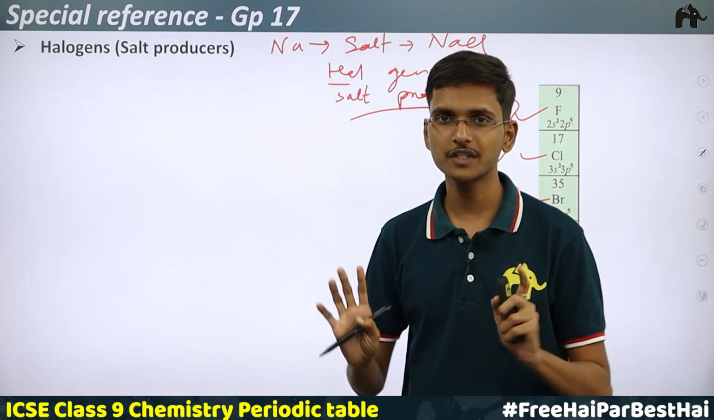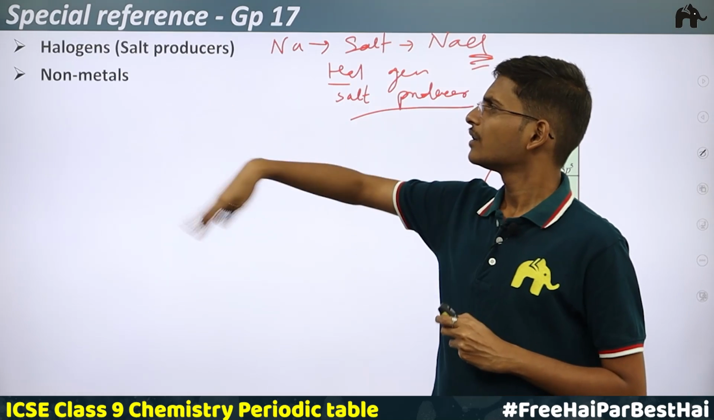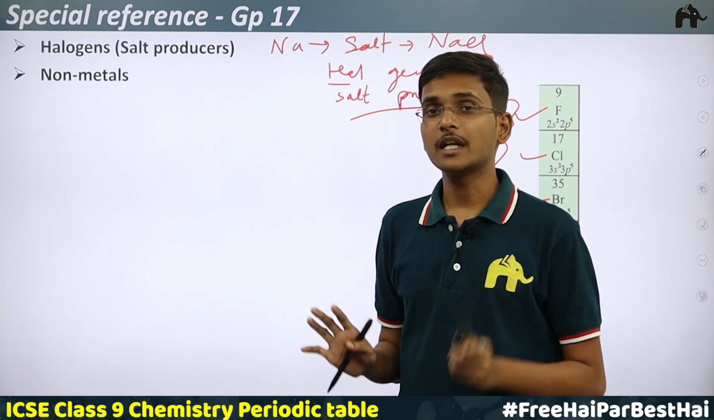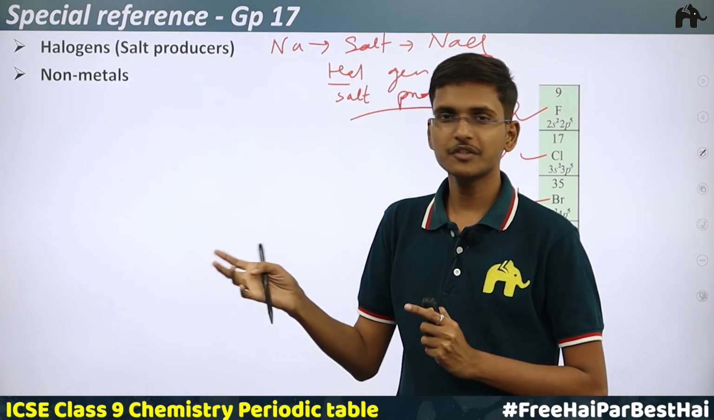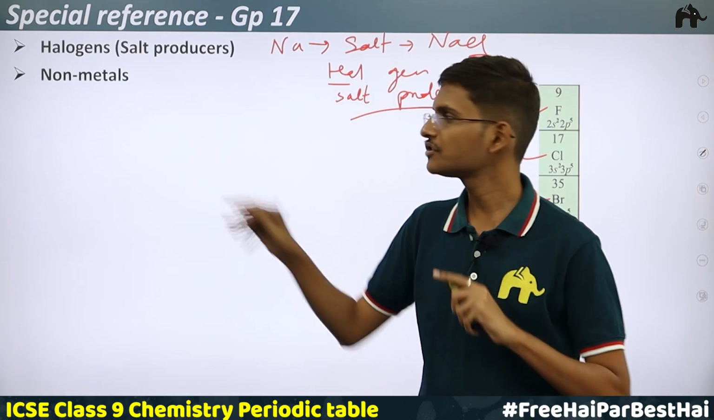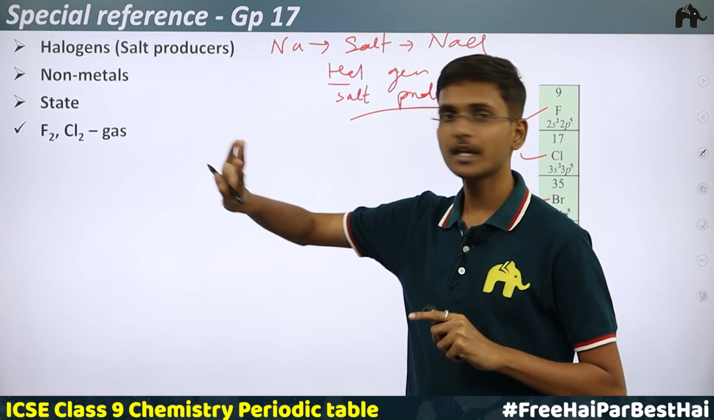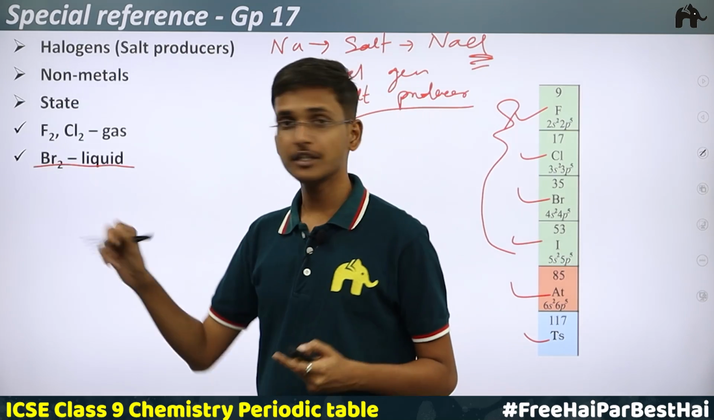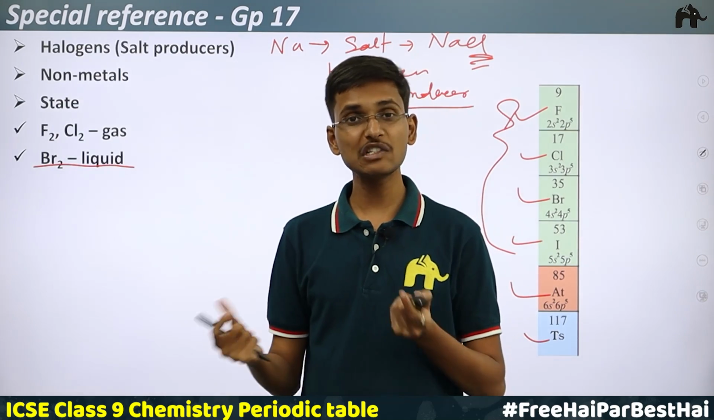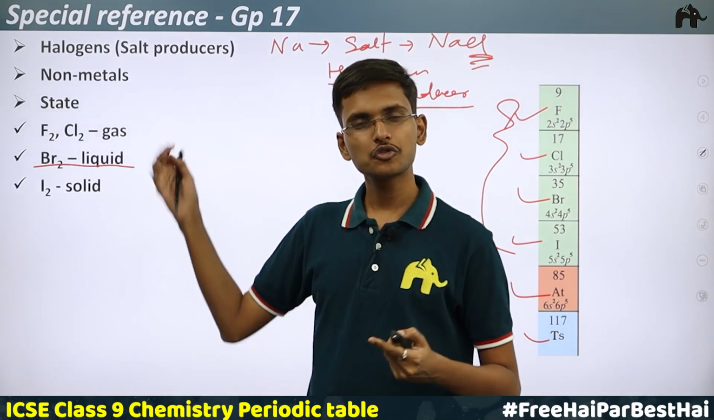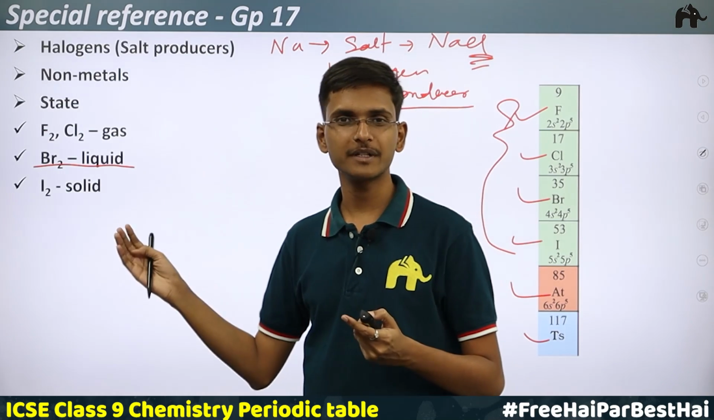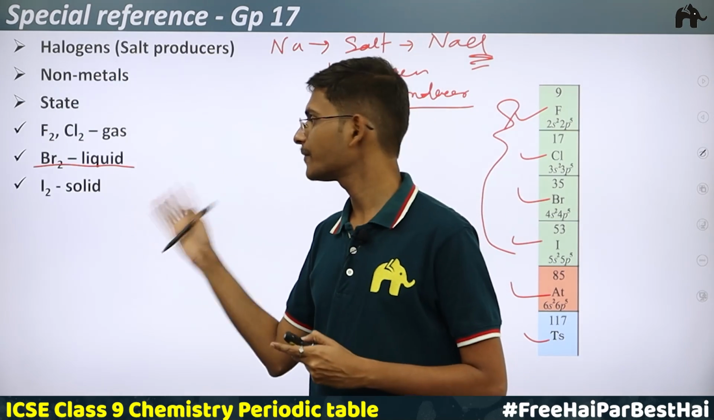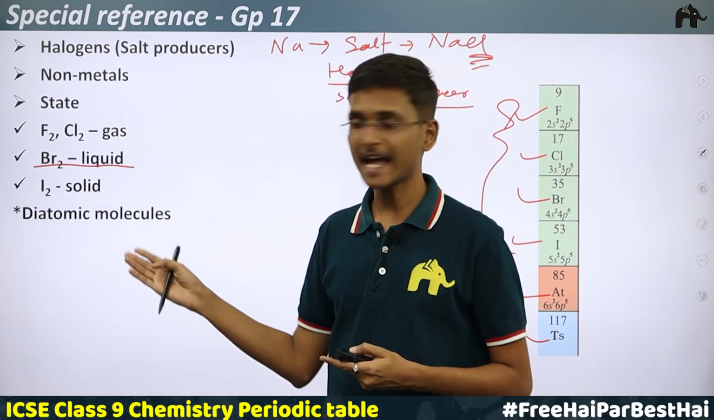Clear? Very interesting. Now, they are non-metals, very clear. Now, talking about their state, the interesting thing is fluorine and chlorine exist in gaseous state, but bromine exists in liquid state. And if you take a look, iodine exists in solid state. So the state is not the same for all the elements. For fluorine and chlorine it's gas, for bromine it's liquid, and for iodine it's solid. Clear? They are also quite reactive.